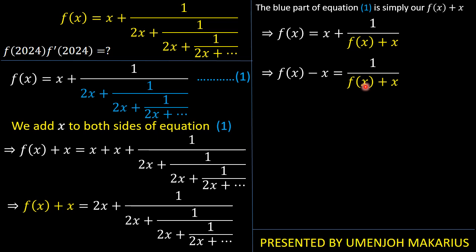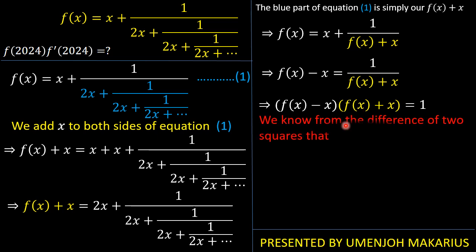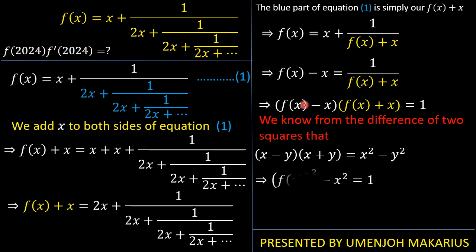Great. So if we cross multiply now, we are simply going to have f of x minus x into f of x plus x, which is equal to 1. Friends, at this point in time now, we recall that from the difference of two squares, we know that x minus y into x plus y is the same like what? x squared minus y squared. So if we do the same thing here, we are simply going to have f of x, all that squared, minus x squared, good, which is equal to 1.